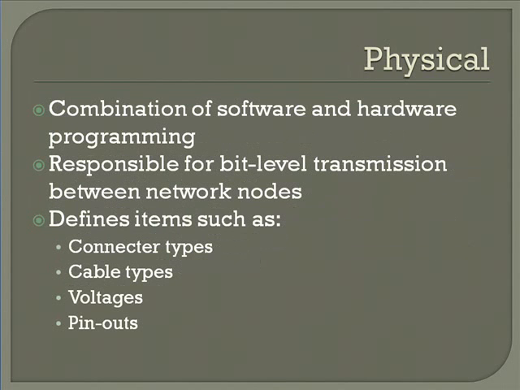The next layer is the physical layer. The physical layer is a combination of software and hardware programming. It is responsible for bit-level transmission between network nodes, and it defines items such as connector types, cable types, voltages, and pinouts.